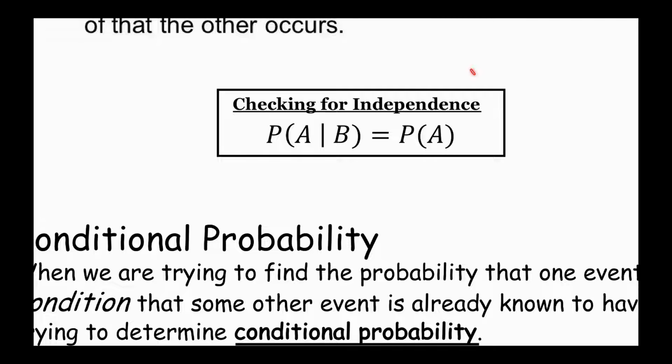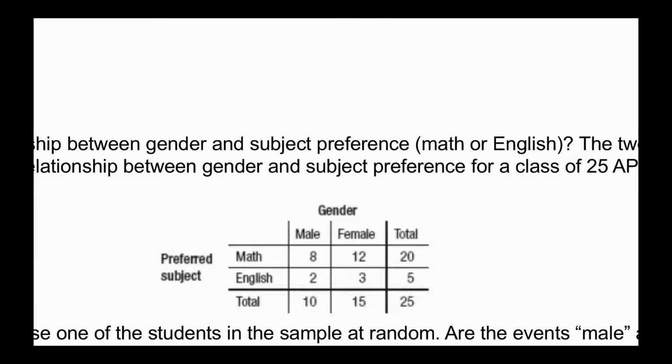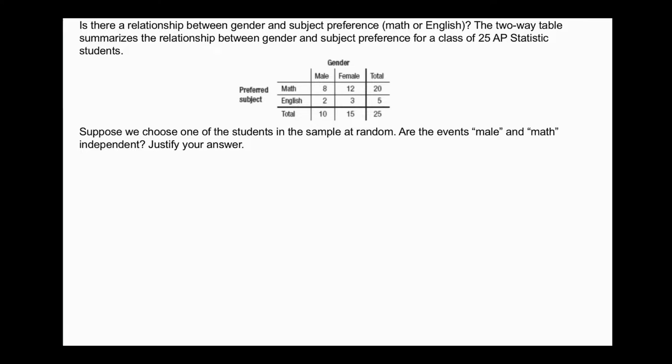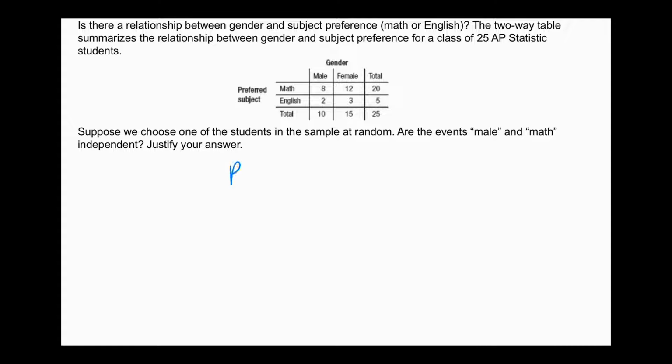It's written on the board too. This part right here is written on the board. So let me write it down. The probability of A given B is equal to the probability of A. Okay. So which one is A and which one is B? Or I can just say math. You don't have to use A and B. That's just a more generic term. But we have math and we have male that we have to check.